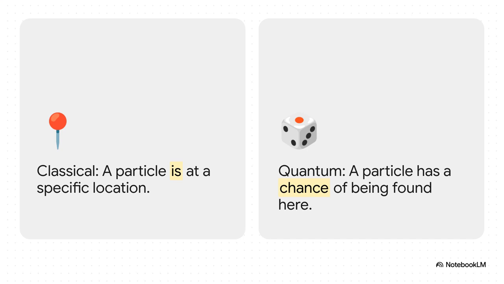And this slide really gets to the core of it. It's a complete shift in thinking. See, classical physics says the particle is right here. It's a statement of fact. Quantum mechanics says, well, there's a pretty good chance it's here and a smaller chance it's over there. It completely throws out certainty and replaces it with probability.